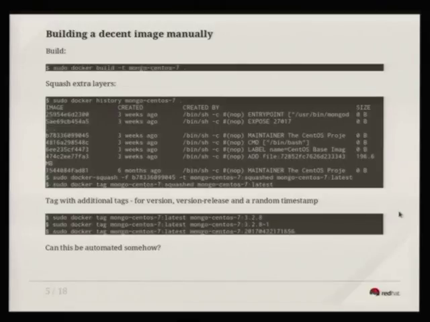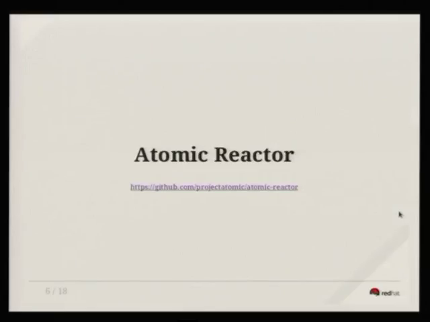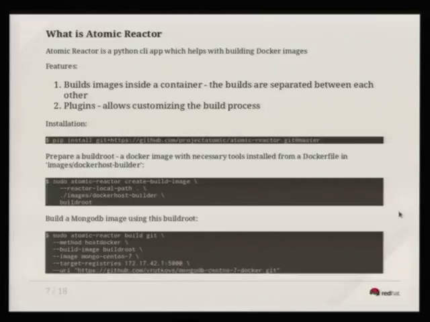And we have invested a lot of time in automating this process. The result of this was a Python application called Atomic Reactor. What it does is it's a set of plugins which we might want to enable in order to produce an image. For instance, we always want to squash them. We always want to tag them with the latest version.